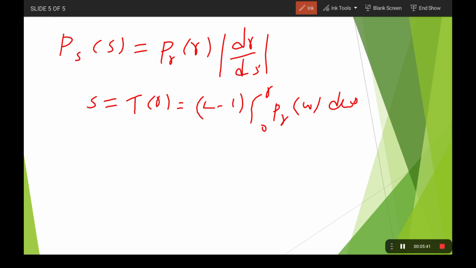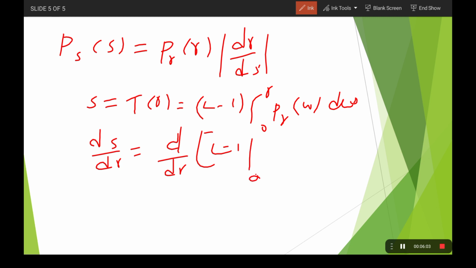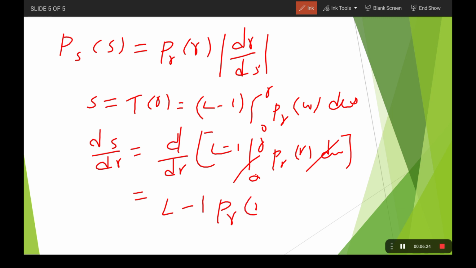Now we have to find ds by dr. Generally s is equal to T of r, right? So from that we represent d by dr of L minus 1 into the integral from 0 to r of pr of w dw, where the integration and differentiation cancel each other. Moreover, L minus 1 is a constant value. So from this we get L minus 1 into pr of r.